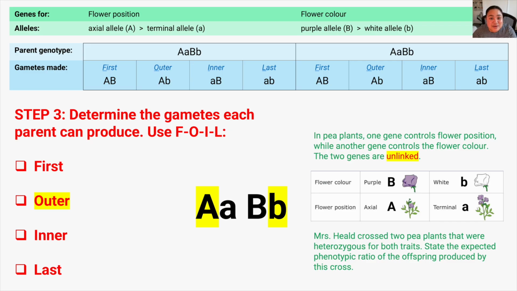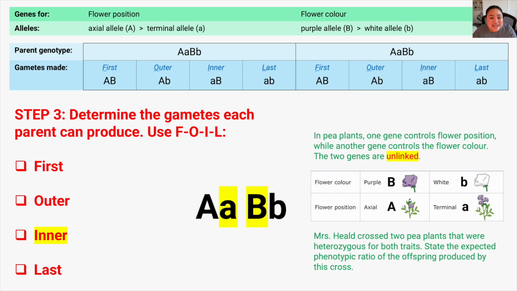O stands for outer. The outer allele of each gene goes into the second gamete. That's the big A allele for gene A and the little b allele for gene B. Let's pop those into the second box for the second gamete.